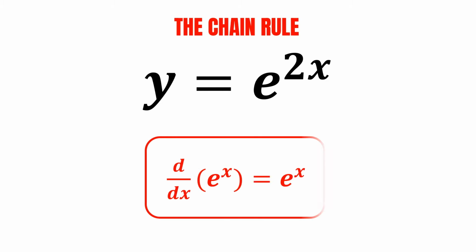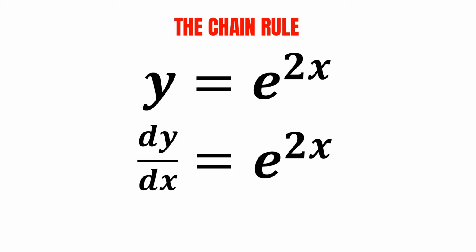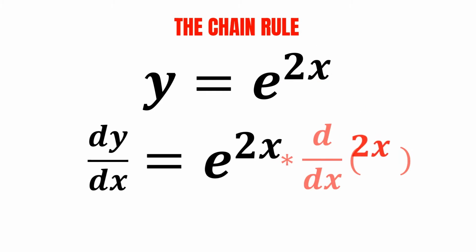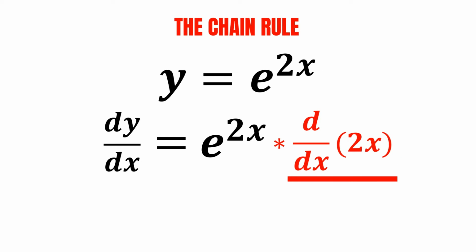We know that the derivative of e to the x is still e to the x. Therefore, when we differentiate this whole term without modifying the inner function, we still get e raised to the power of 2x. Next, we multiply this by the derivative of the inner function, which in this case is the derivative of the exponent 2x. Taking the derivative of this 2x, we know that it simply equals 2 by using the power rule.